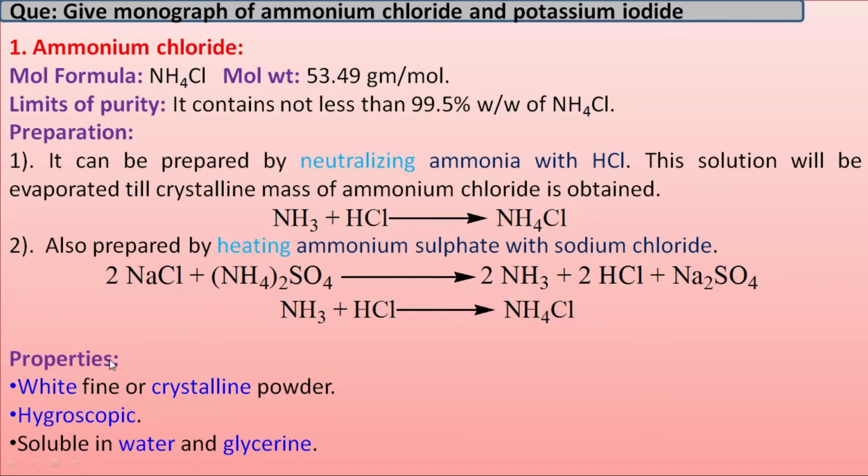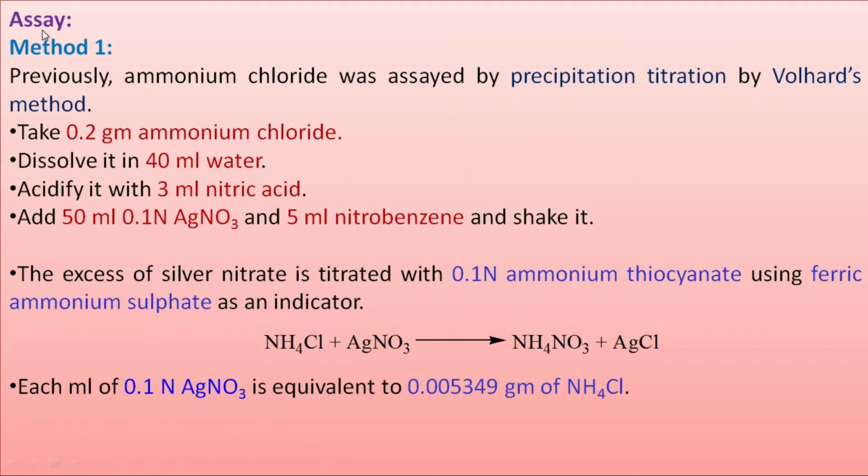Next is properties. It is a white fine or crystalline powder. It is hygroscopic. It is soluble in water and glycerin. Now assay. Assay can be performed by two different methods. Method number 1: ammonium chloride was previously assayed by precipitation titration by Volhard's method.